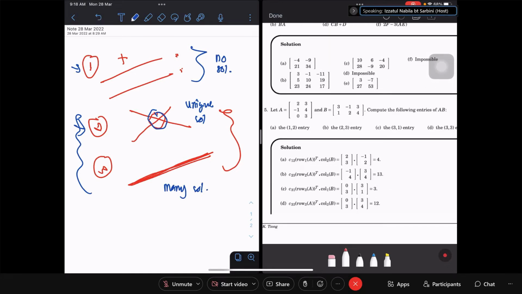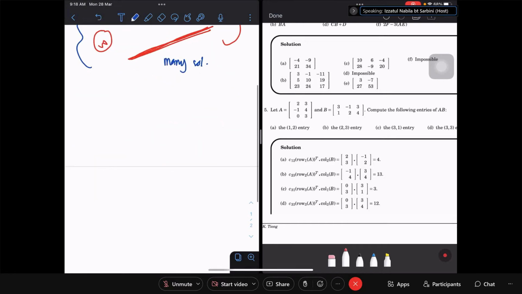Okay, for the next question, compute the following entries of AB. The entry of 1, 2. So matrix A is 3 times 2. This is matrix A. Matrix B is 2 times 3. This is matrix B. Alright, so can multiplication be done for these two matrices? Boleh kan? Because the number of columns is the same as the number of rows, so it can be multiplied.